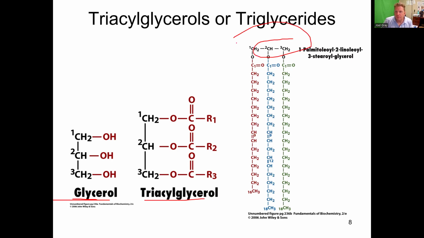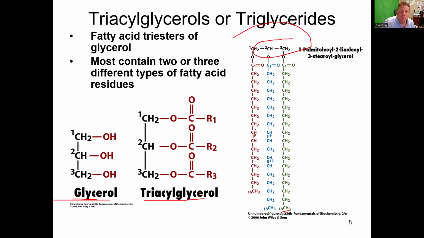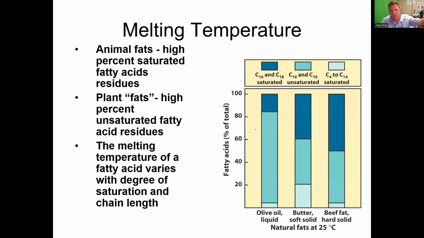Here is an example of a triacylglycerol on display. This has 1 saturated fatty acid that's 18 carbons, then 1 with 2 double bonds that's 18 carbons, and then another monounsaturated fatty acid with 16 carbons. Fatty acid triesters of glycerol, that's what a triacylglycerol is. These contain 2 or 3 different types of fatty acid residues.